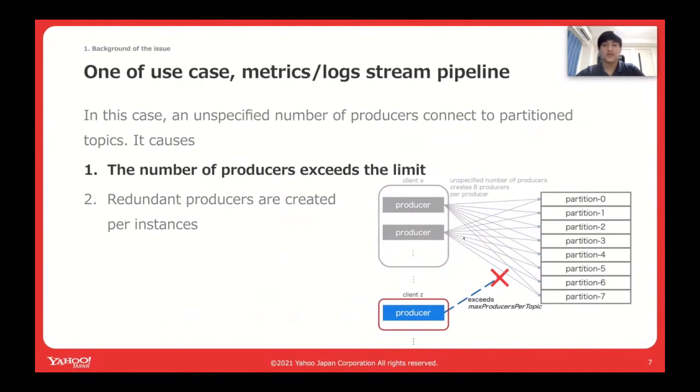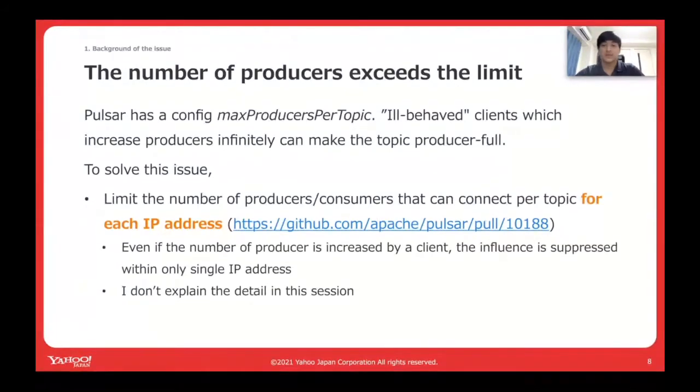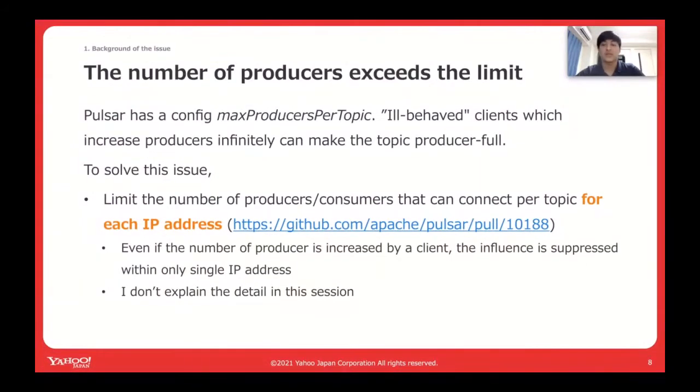I'll explain the first issue with this image. Pulsar has the config max producers per topic. Ill-behaved clients which increase producers infinitely can make the topic's producer limit full. To solve this issue, we introduced the config to restrict the number of producers and consumers for each IP address. I don't explain the details in this session because it is already merged. If interested, please check this link.